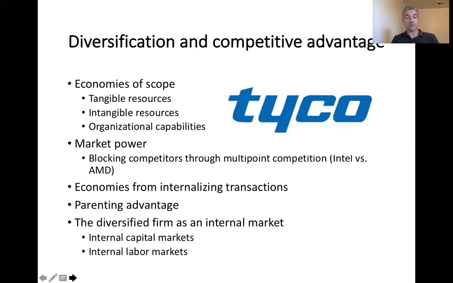The only way Intel was able to counteract what AMD was doing is to attack AMD in the flash memory market, where AMD was sourcing about 50% of its revenues to then later on funnel into the development of new processors. Had Intel not been diversified, it probably would have lost that market, or would have lost a substantial chunk of that market to AMD. Because it was diversified, it was able to block the competitor through a multi-point competition.